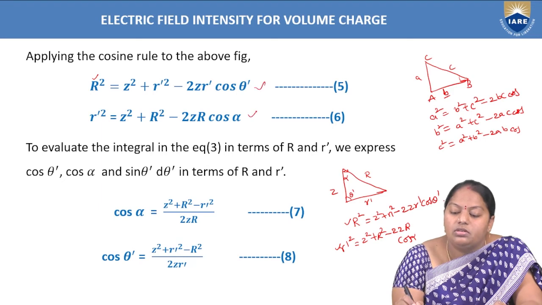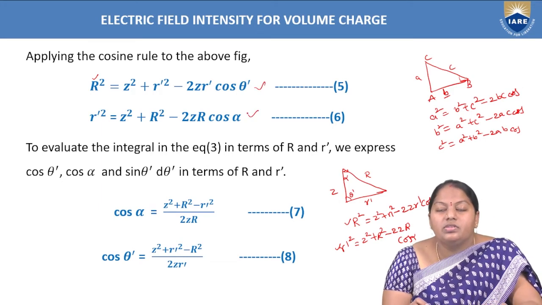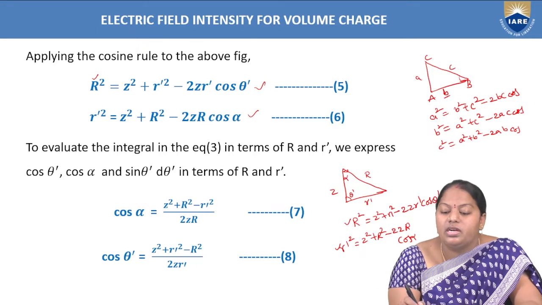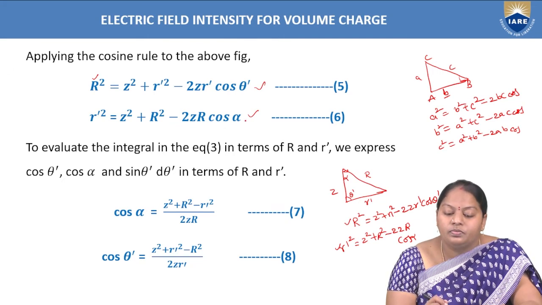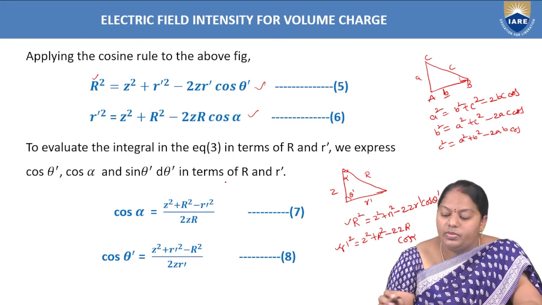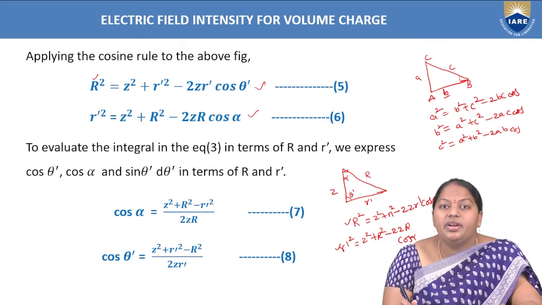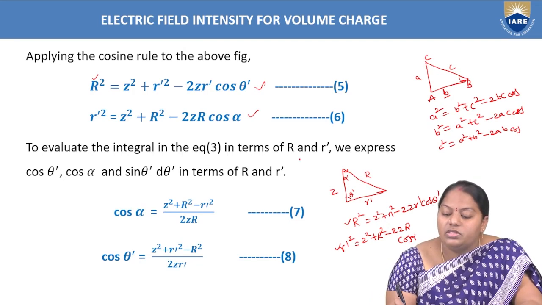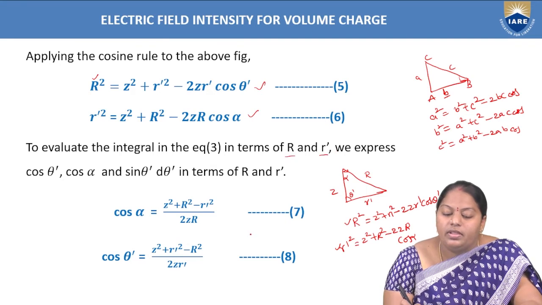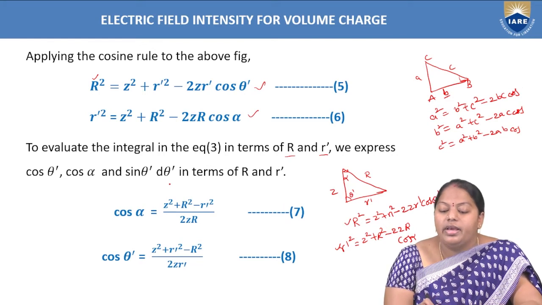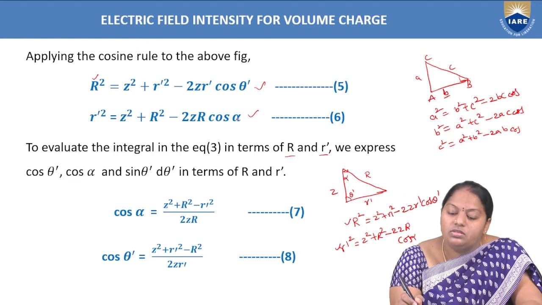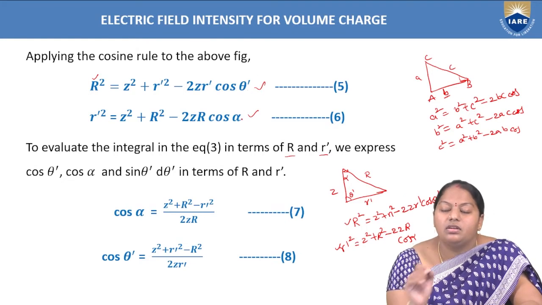We apply cosine rules. These are the two equations obtained: R square equal to z square plus r dash square minus 2zr dash into cos theta dash. Then r dash square equal to z square plus R square minus 2zR cos alpha. Now to evaluate the above, previously we considered the electric field intensity E. In that you just substitute R and r dash. Then we express cos theta dash, cos alpha and sin theta dash d theta dash in terms of R and r dash. Right? So from these two equations, we write the equations for cos theta dash and cos alpha.